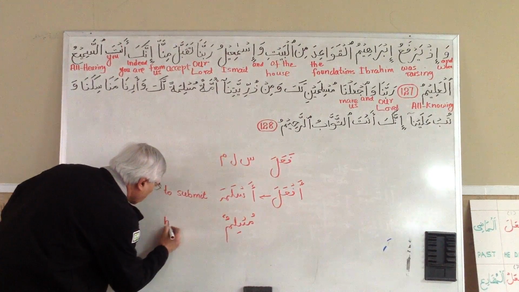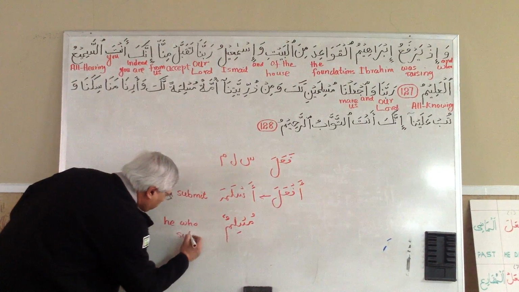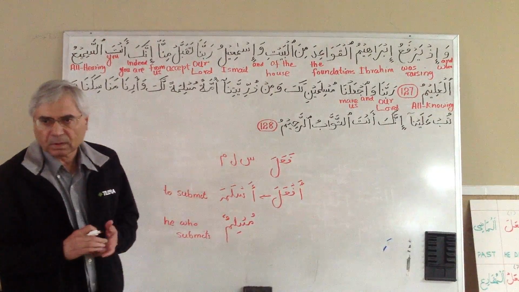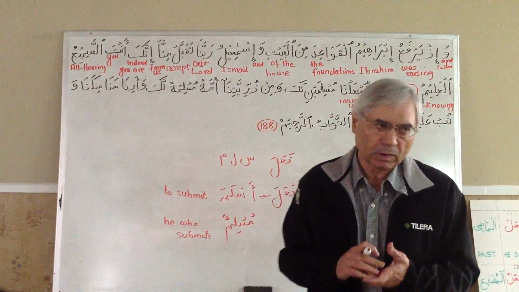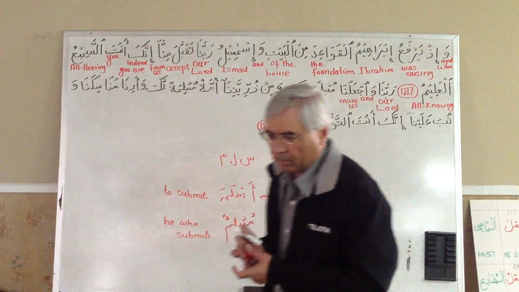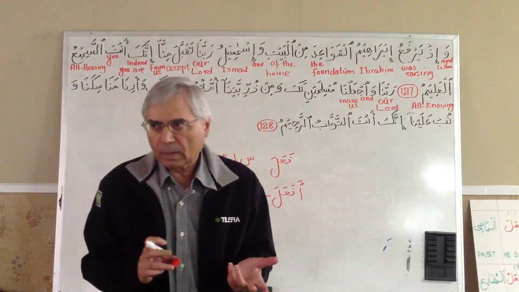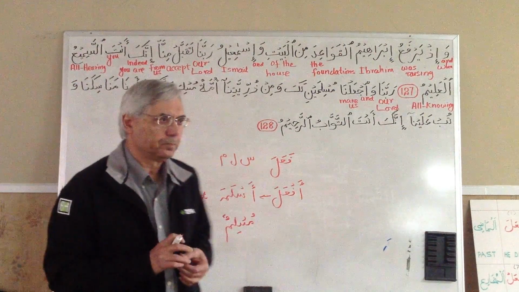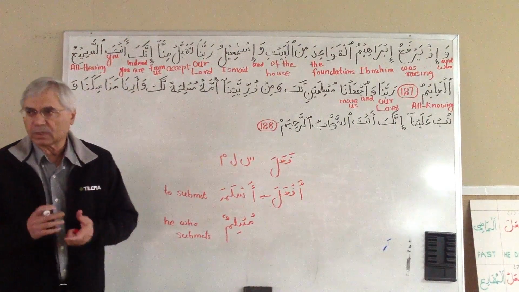Aslama means he submits. Salama means to send peace, which is salam. When you say salam to someone, you are sending peace upon that person. So that's the difference between salam and Islam. Salam is sending peace. Islam is submitting. So Muslim is a person who submits himself.